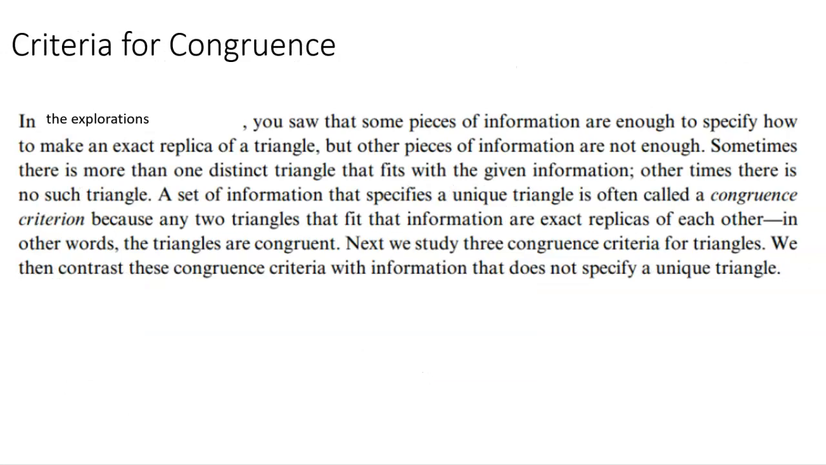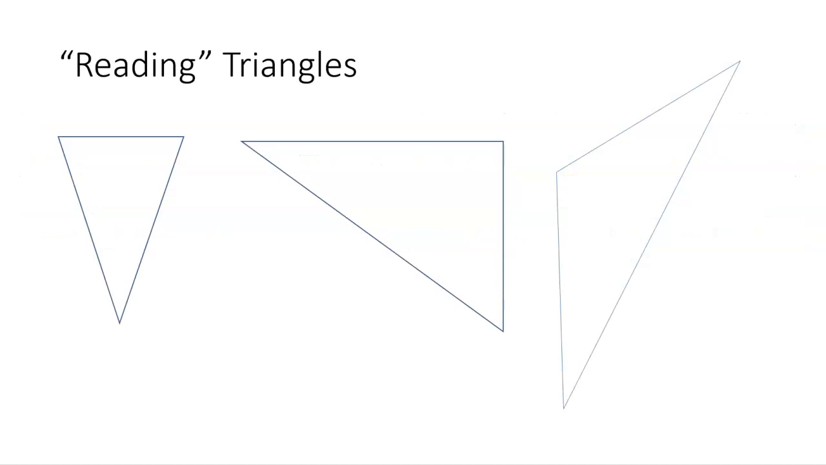So in the explorations, you saw that some pieces of information are enough and some are not enough. Sometimes there is more than one distinct triangle that fits the given information, and other times there is no such triangle. So a set of information that specifies a unique triangle is often called a congruence criterion because any two triangles that fit that information are exact replicas, or congruent. So now let's study the three congruence criteria for triangles, and we'll contrast these with information that does not specify a unique triangle.